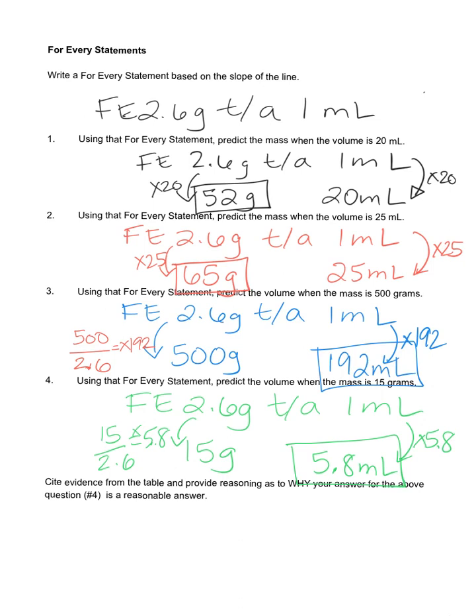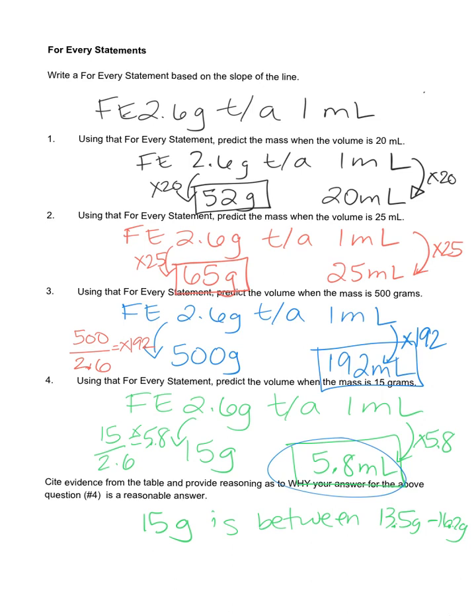Lastly, it says, cite evidence from the table and provide reasoning as to why your answer for the above question 4 is reasonable. So what I'm going to say is that for my answer here, 15 grams is between 13.5 grams and 16.2 grams. That's from the table. If I look at the data on the table, 15 falls between those numbers. So this answer, this 5.8, should fall between the answers on there.